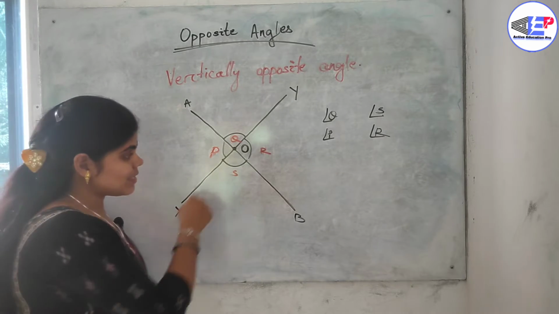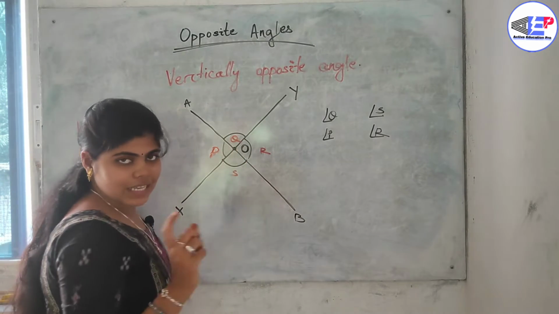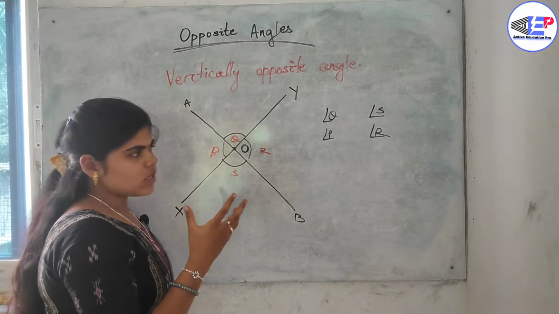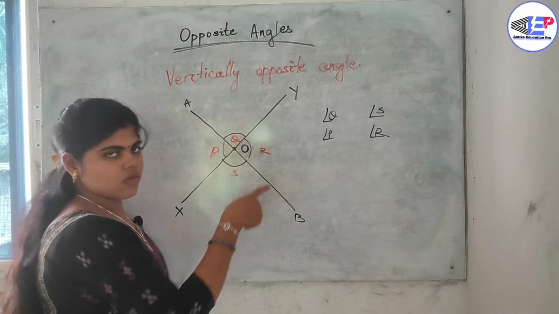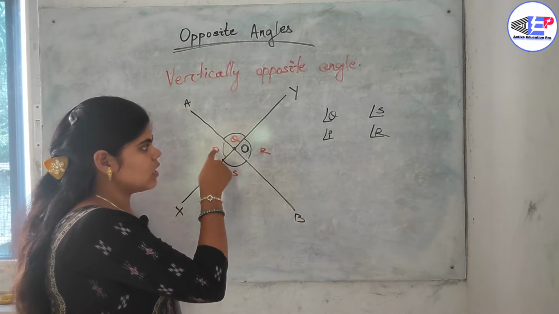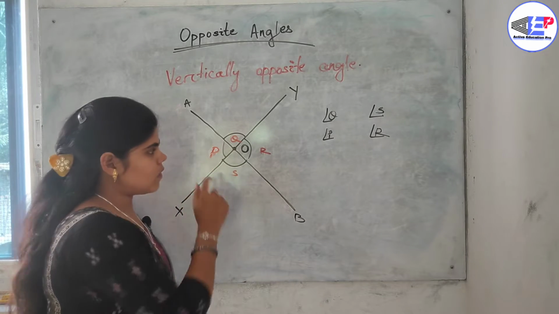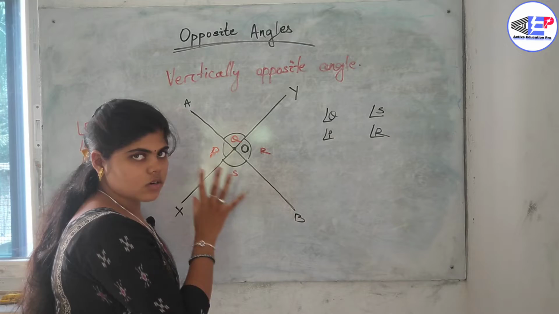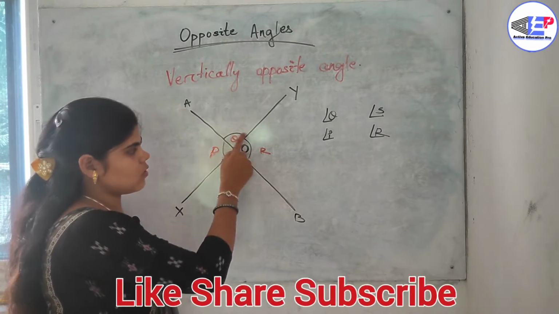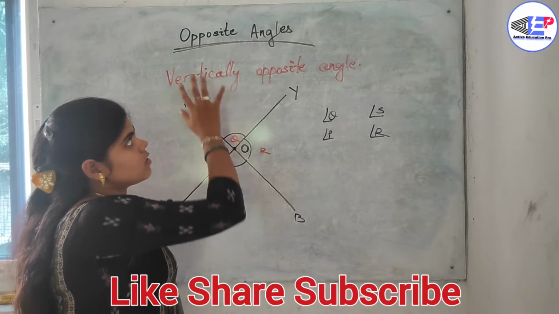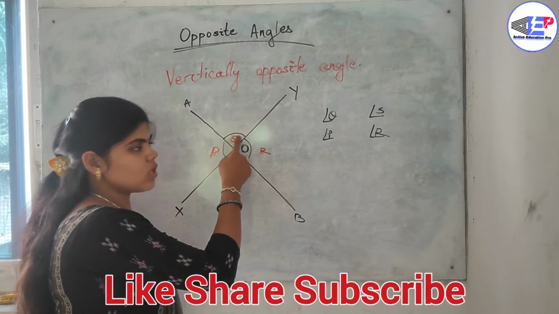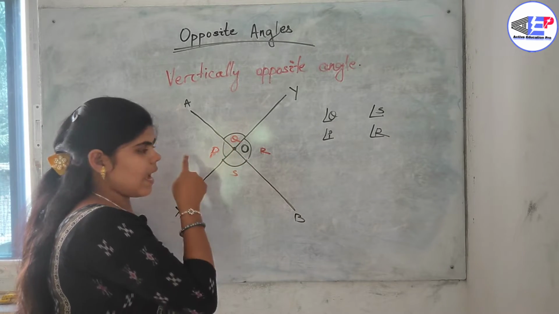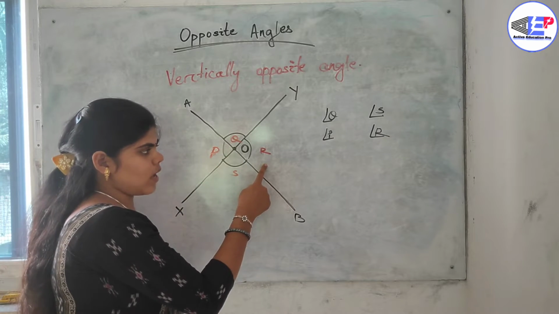I name these angles P, Q, R, S with single letters because you would get confused if I named them XOA, AOY and so on. So that's why I am just using a single alphabet. This is P, Q, R, and S. The topic here is opposite angles, vertically opposite angles. Q is vertically opposite to angle S, and angle P is vertically opposite to angle R.